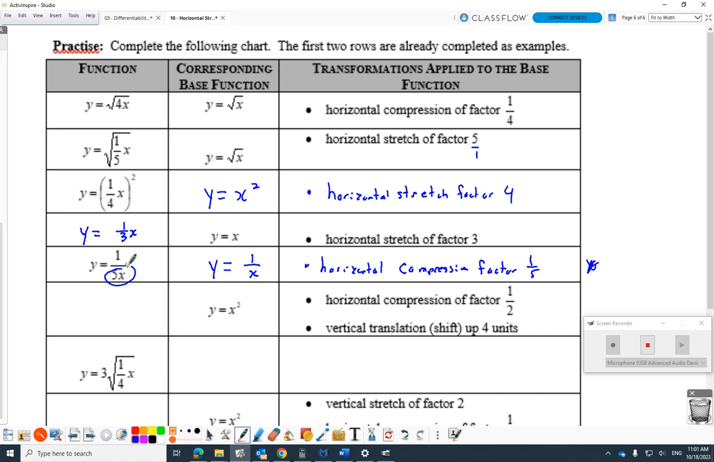Horizontal compression factor 1/2. Vertical translation up 4. Here we go. This is where this lesson starts to be tomorrow's lesson. How about two things at once? If it's a horizontal compression factor 1/2, it's got to go inside the squared. But it's not a 1/2, it's 2.